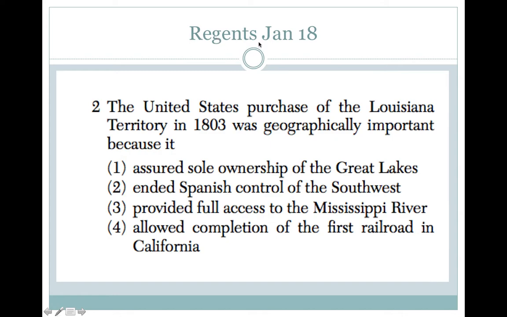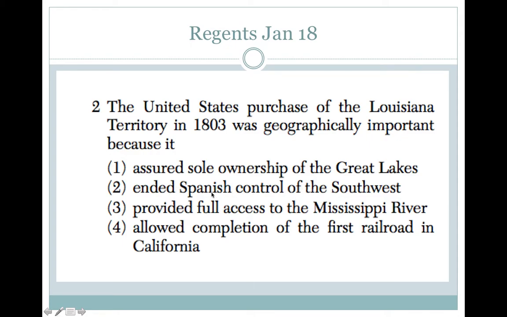Next question. Same January 2018 test. The United States purchase of the Louisiana Territory in 1803 was geographically important because now, we know it's going to double the size of the U.S. We know it has connections to the Gulf. So assured sole ownership of the Great Lakes. Great Lakes? No. This is north. We can eliminate that.